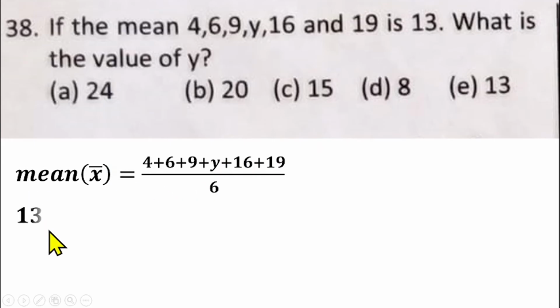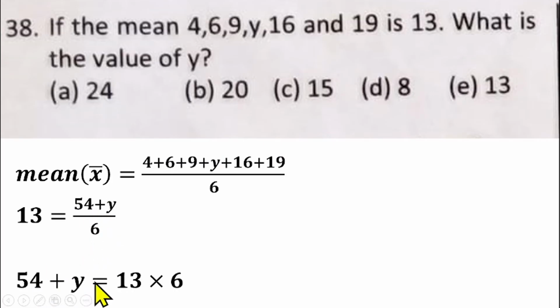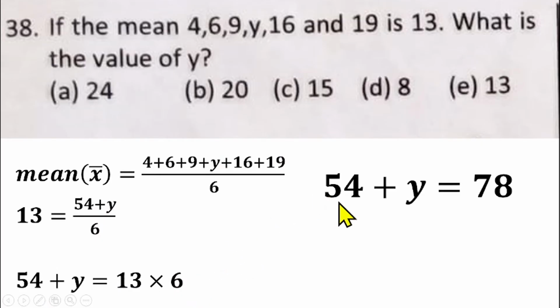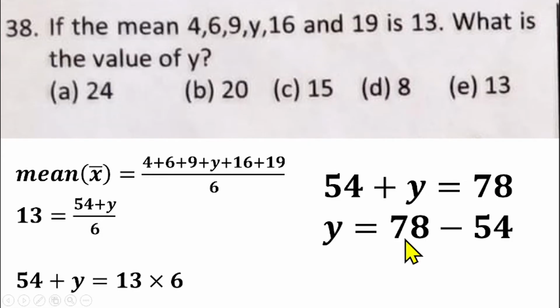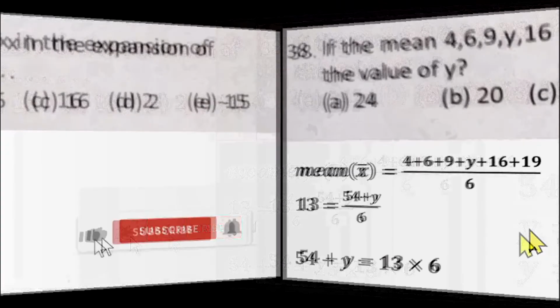So we'll have 13 equals, adding the numbers or collecting like terms here, 54 plus y over 6. Cross multiply. You have 54 plus y equals 13 multiplied by 6. Then simplify further, 54 plus y equals 78. Collect like terms, y will be 78 minus 54. y will be 24, which makes option A the right answer for question number 38.